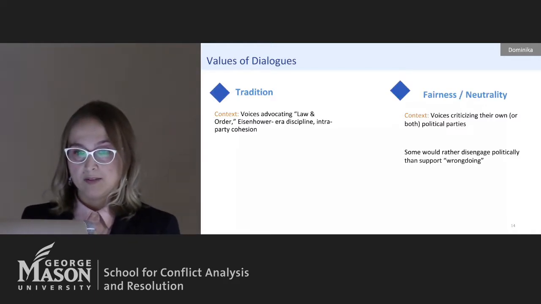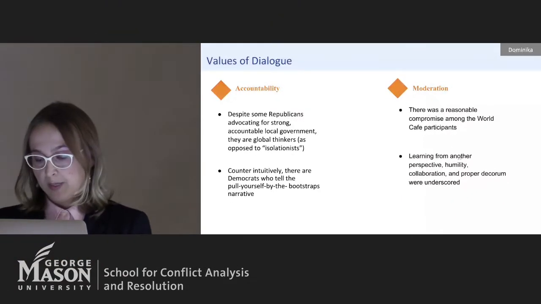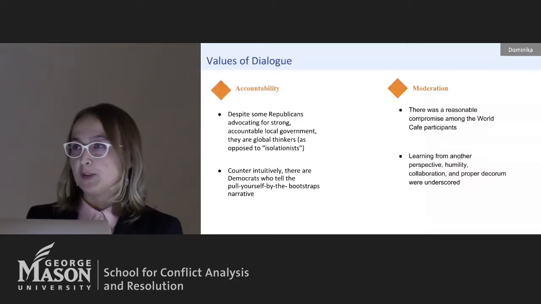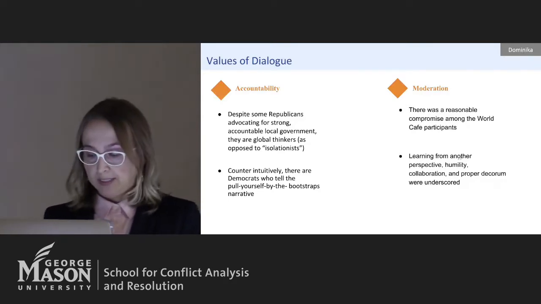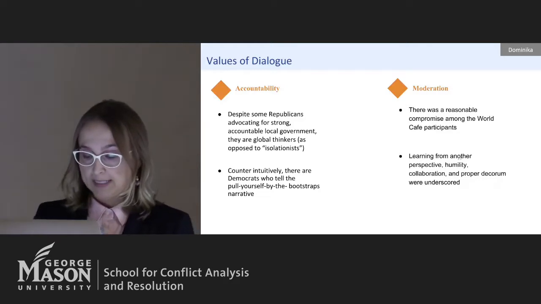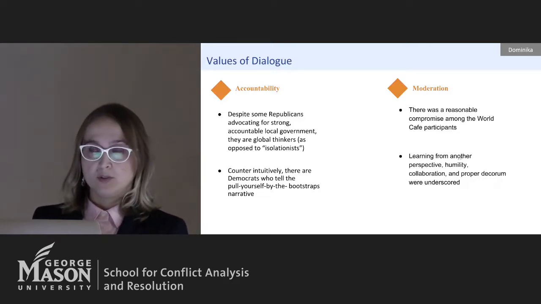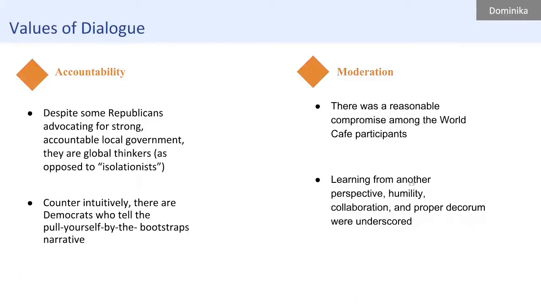Continuing with the values, we have accountability and moderation. So people had conversations about overcoming obstacles in their life. Some spoke about personal accountability, they were mostly the more conservative ones, and others about an extended social system, and that was true for more liberal guests. So while self-reliance was a common theme, there were differences about the responsibilities assigned either to the state or to a personal support system.